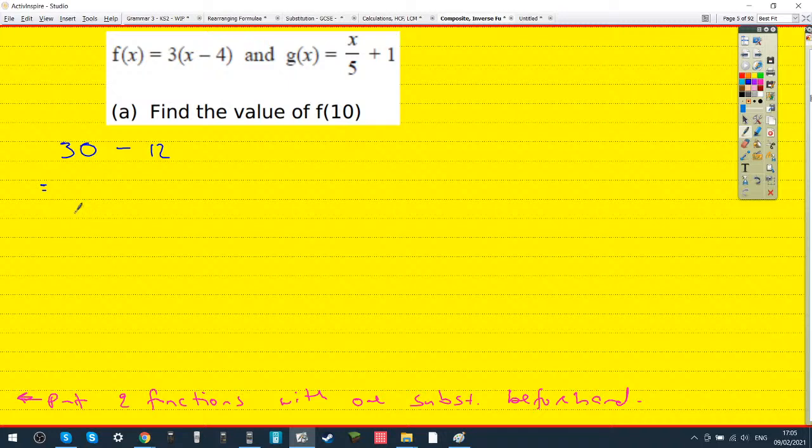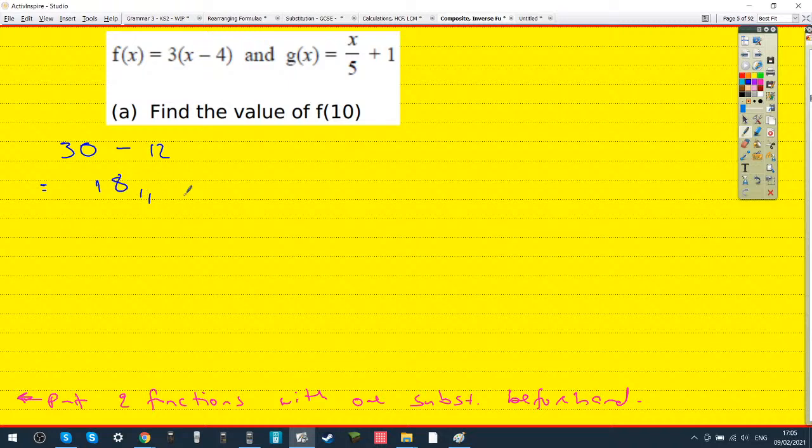Okay. So then it would be 10 over 5 plus 1. No. So that's 3. No. You weren't asked for the g of 10. You were just asked for the f of 10. So 30 minus 12. 30 minus 12 is 18. Yep, that's it.